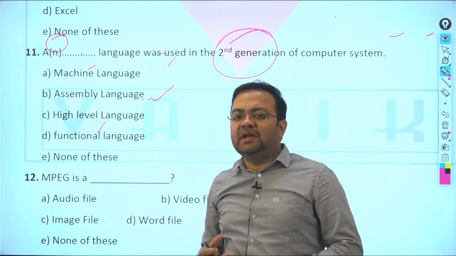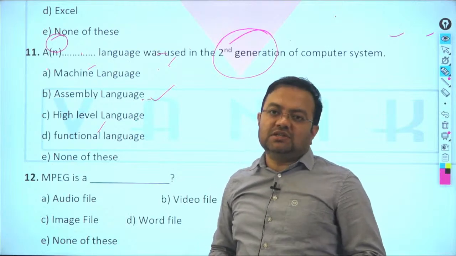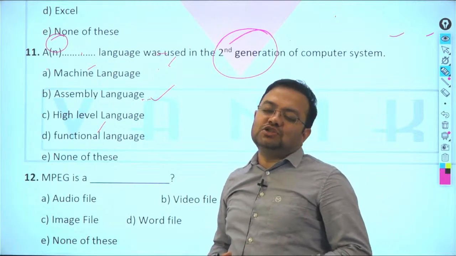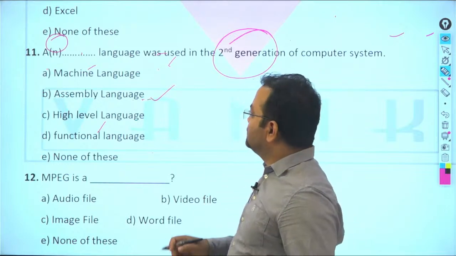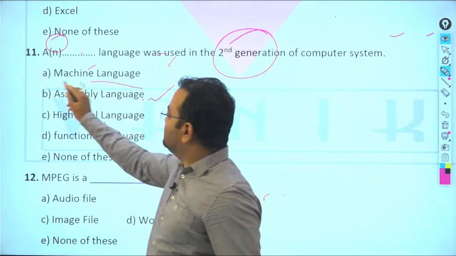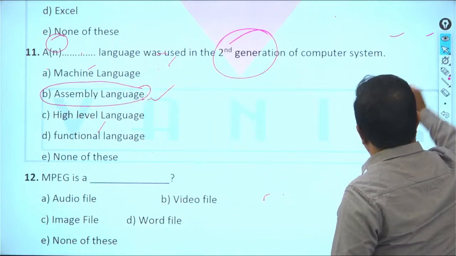So students, I am repeating again. In first generation, this is machine level language. Second generation, this is assembly language. Third generation onwards, all the languages belong to high level language. So in second generation, here answer is B, assembly language. Then goes to question number 12.